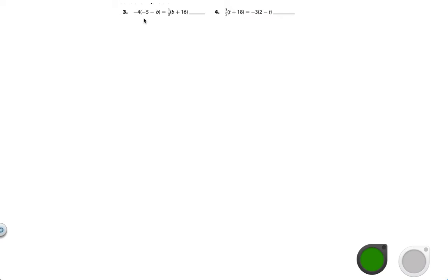Okay, so we have a negative 4, and within the parentheses we have negative 5 minus b. So we need to multiply this negative 4 by everything on the inside of the parentheses. On the other side of the equal sign we have 1/3 b plus 16. So again, we have to multiply the 1/3 by everything on the inside of the parentheses. So let's do that.